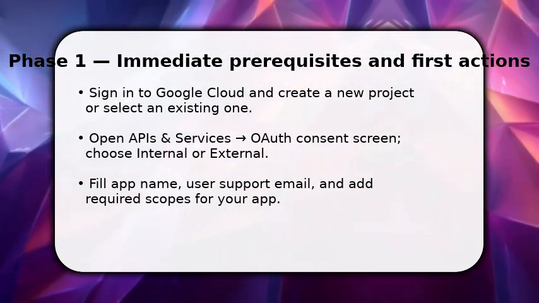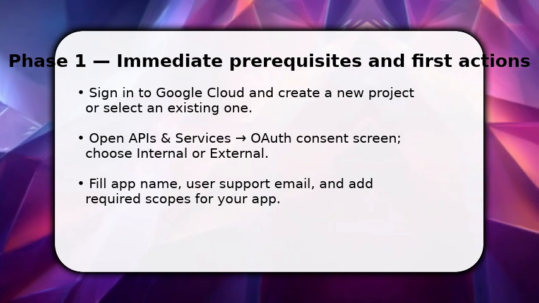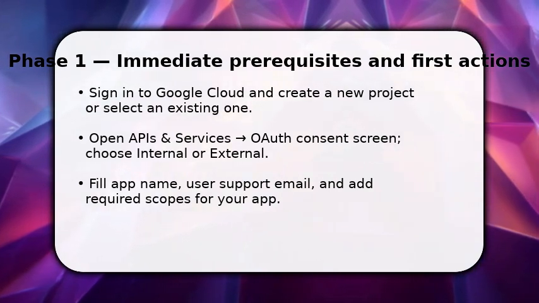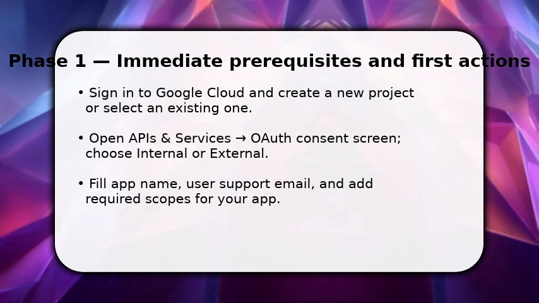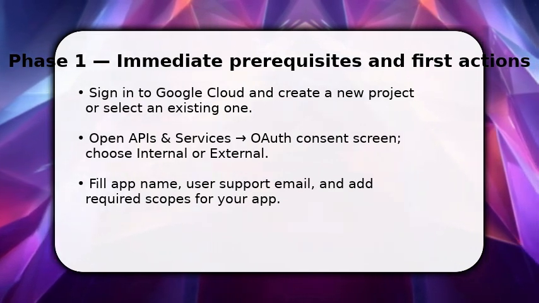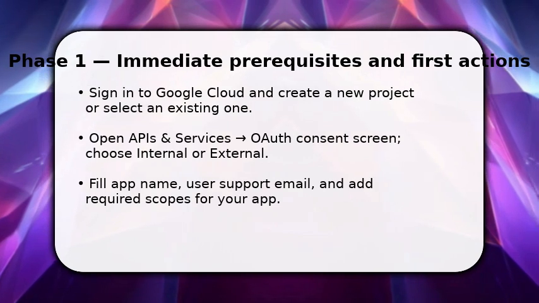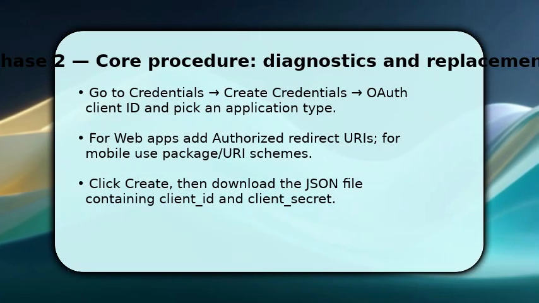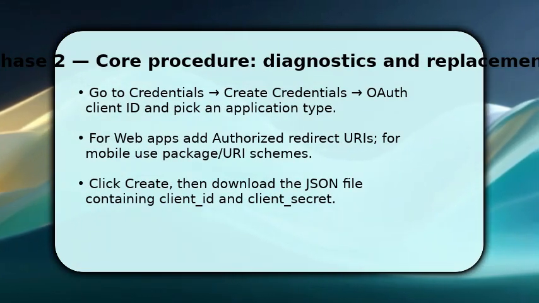This step explains why Google shows this information to users, and correct consent settings avoid verification delays later, so complete fields accurately and save before moving on. Next, you create the OAuth client ID that your app will use to authenticate.